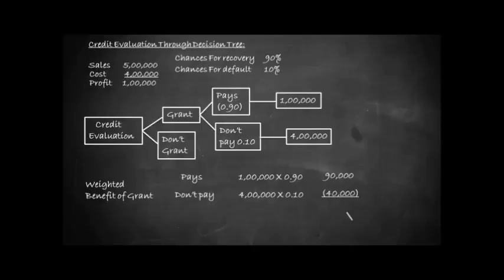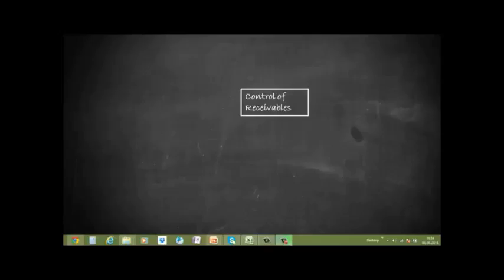So what is the net benefit of granting credit? You would get 50,000. And what is the net benefit of not granting? You won't get anything. So not granting, the benefit is nil. So comparing between these two, you can grant and enjoy the benefit of 50,000. So 50,000 should be selected. So this is a simple example to understand credit evaluation through decision tree.